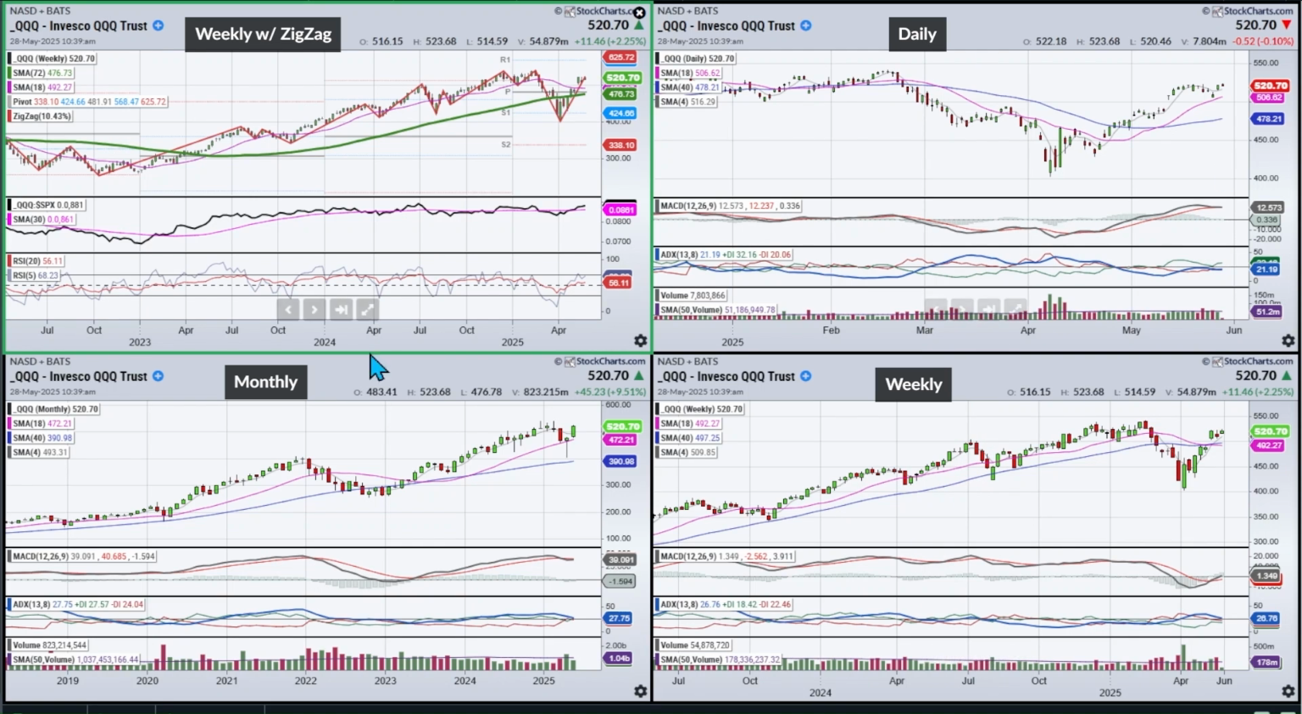So I've got a lot of symbol requests that came through this week. I want to cover every one of them. But first, we're going to take a hard look at the QQQ and the IWM.